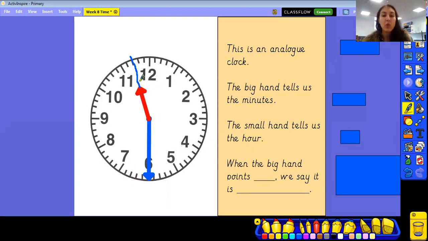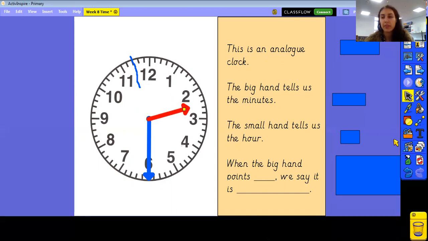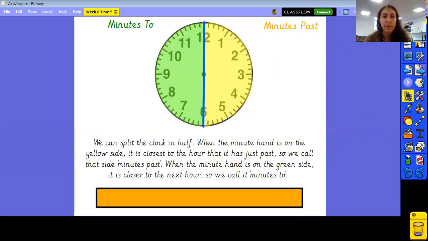Now we have to look at which one it has just gone past. Well, we can see it has just gone past. Bear in mind, it goes clockwise past 11. So we say half past 11. What time is it now? Well done if you said 2:30, because it's halfway between the 2 and 3. It's gone past 2. What time is it now? Well done if you said 6:30. Super.